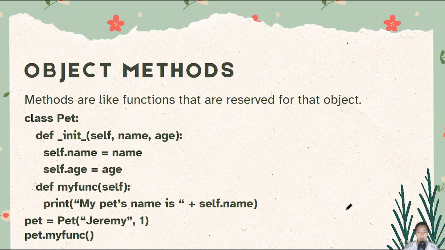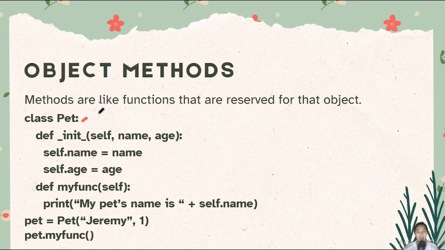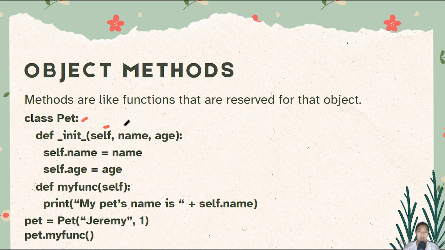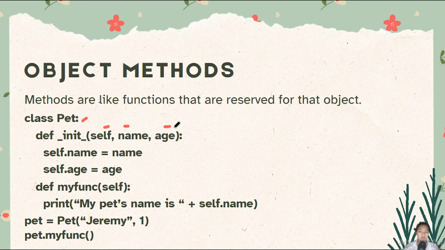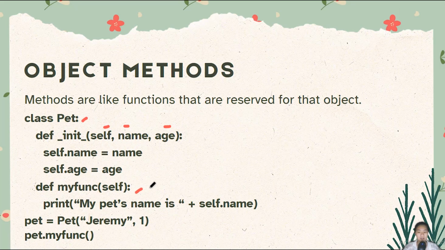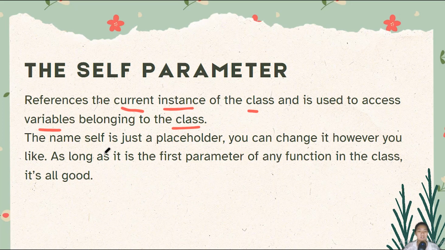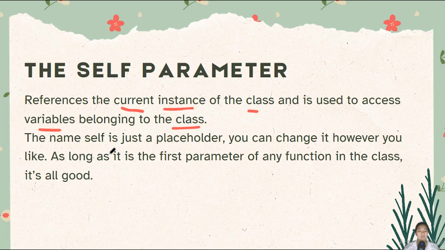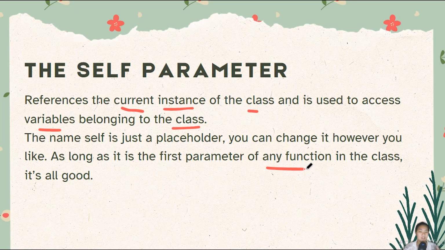For example, I have a class named Pet, and we have the init function with self. This self parameter is what we're going to be talking about next slide. Name and age, self.name equals name, self.age equals age. We've talked about this before. And then we have the my function with self, print, "My pet's name is" self.name. The name self is just a placeholder. You can change it to whatever you want, as long as it is the first parameter of any function in the class, it is all good.